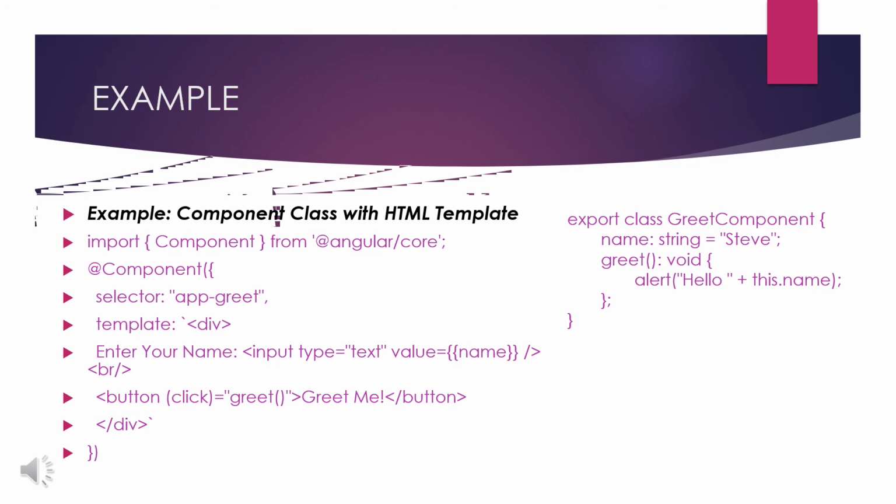So I am writing a div. Inside this div I have a name field, which is an input of type text, and I have a button to grid. This click grid is event binding. So I'm binding a grid method from the component class, which will give hello Steve as the name, and that will be returned back to this button.